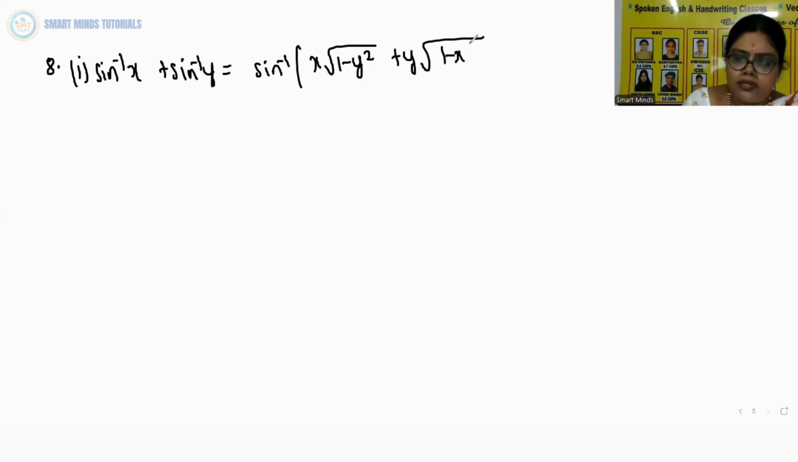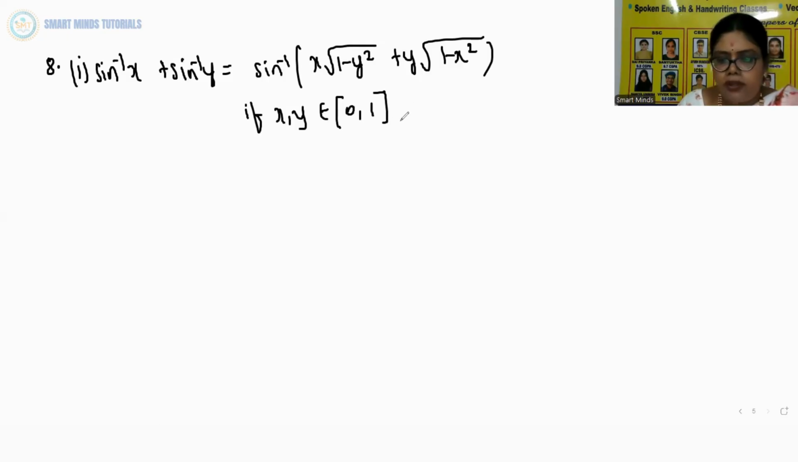Now next, number 8. Sine inverse x plus sine inverse y equals sine inverse of x root 1 minus y square plus y root 1 minus x square, if x comma y belongs to closed interval 0 comma 1, and there is one more condition, x square plus y square is less than or equal to 1.